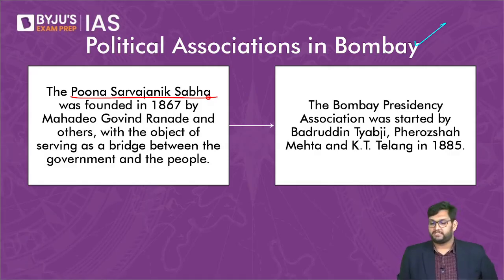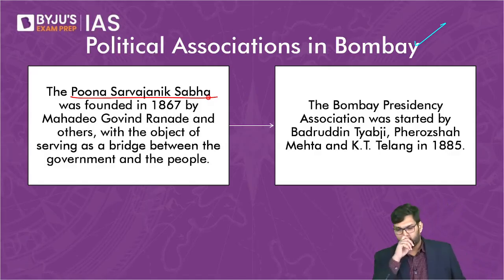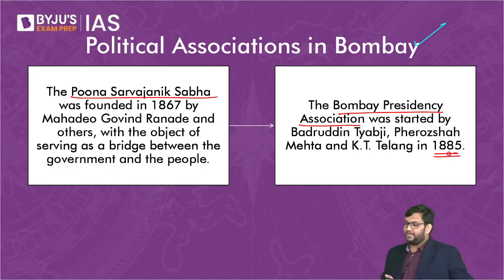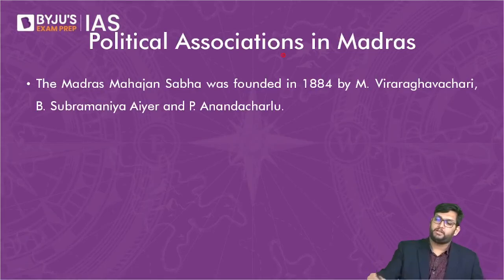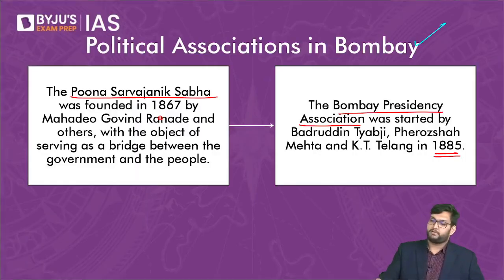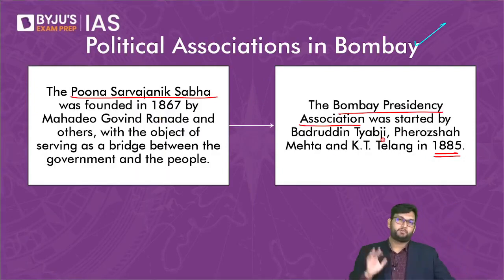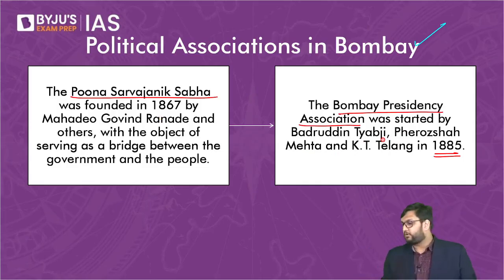This was again about bridging the gap between the people and the government. And there will be the Bombay Presidency Association, which will be started by Badruddin Tyabji and Firozshah Mehta. In the same year, the INC was actually formed. But this will actually not go forward that much. And thereafter, you have the only political association in Madras at this point of time in 1884, which is called the Madras Mahajan Sabha. And in this, you just learn one name if you want to. You can remember B. Subramanian Iyer. And here you can remember Firozshah Mehta as it is. You will know Badruddin Tyabji also is INC member. And M.G. Ranade we already know.